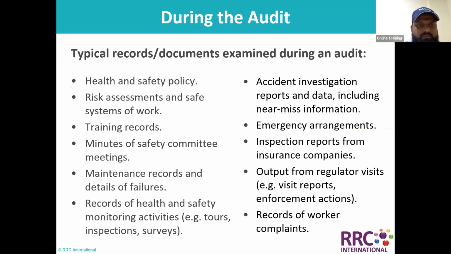Health and safety policy, risk assessment and safe system of work, training records, minutes of safety committee meetings, maintenance records and details of failures, records of health and safety monitoring activities, for example, tours, inspection surveys, accident investigation reports and data, including near miss information, emergency arrangements, inspection reports from insurance companies, output from regulator visits, for example, visit reports, enforcement actions, record of worker complaints. These are some of the documents you are going to check.